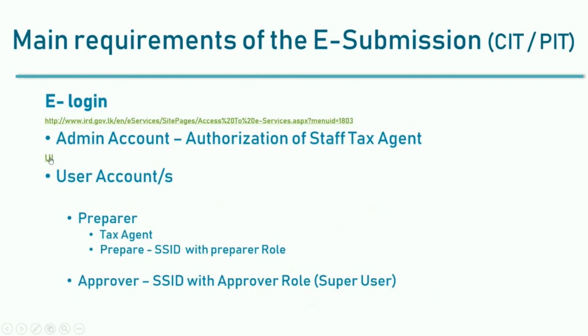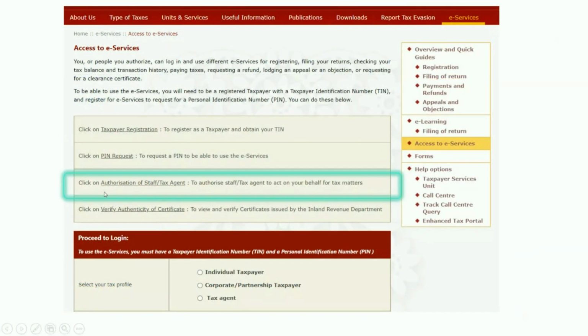Then here, click on authorization. I have highlighted it in green color. Click on authorization of staff tax agent. You have to log in here with the admin account. Then you can see three radio buttons: individual taxpayer, corporate partnership taxpayer, and tax agent. You have to use login with SSID for this place.